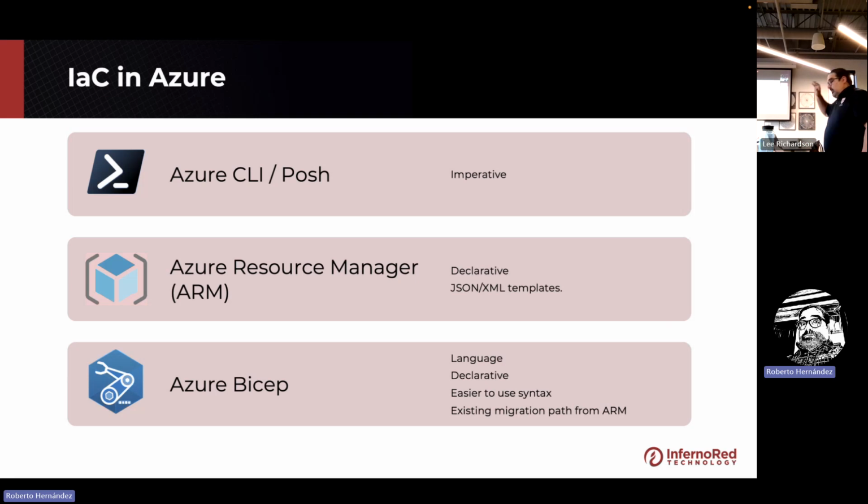So declarative solutions are the modern adaptations. Terraform is declarative. Azure ARM templates are declarative, and Azure Bicep definitely is.